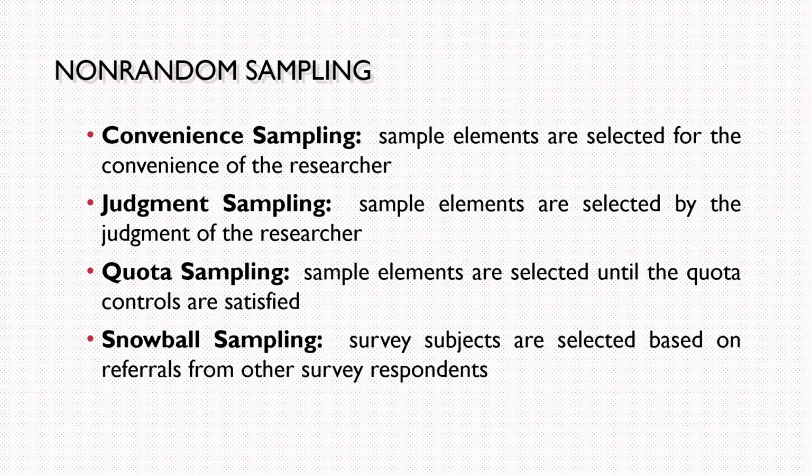Non-random sampling. We have some non-random sampling: convenience sampling, judgment sampling, quota sampling, and snowball sampling. Convenience sampling means sample elements are selected for the convenience of the researcher. Judgment sampling: sample elements are selected by the judgment of the researcher. Quota sampling: sample elements are selected until the quota controls are satisfied. Snowball sampling: survey subjects are selected based on referrals from other survey respondents. That is what we call snowball sampling.